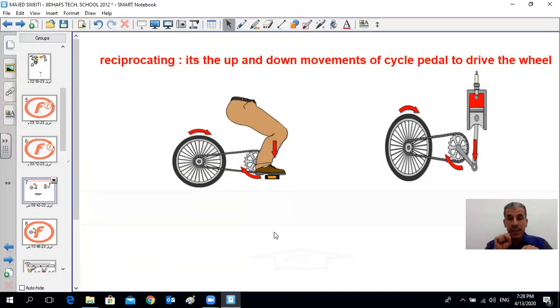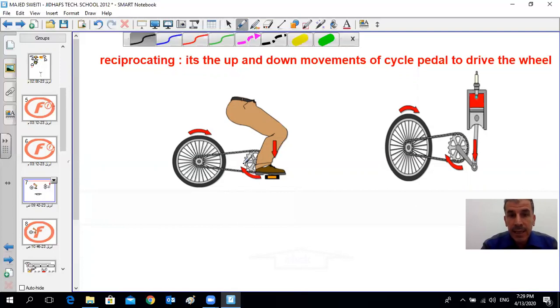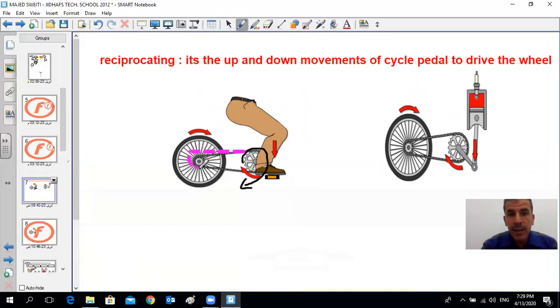It's running by using the pedal. When the driver uses the pedal, he will make a reciprocating movement. What does reciprocating movement mean? Up and down, up and down. This is the reciprocating movement. When the driver makes this reciprocating movement, he will rotate the gear. This gear will start to rotate, and when this gear starts to rotate, that will make the chain drive.